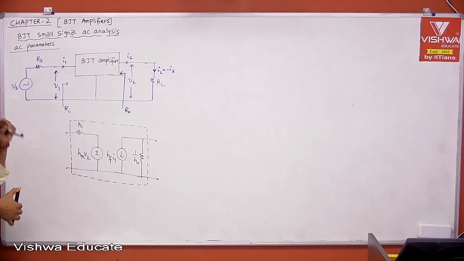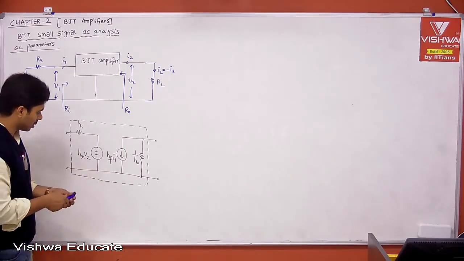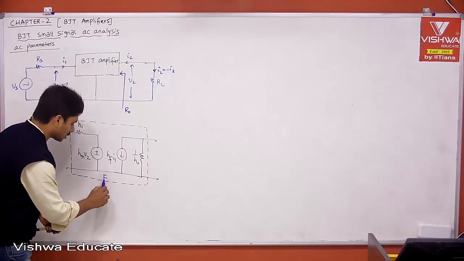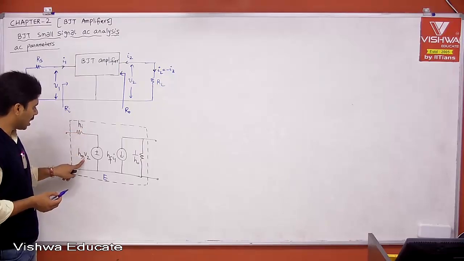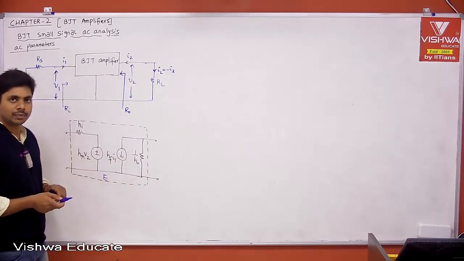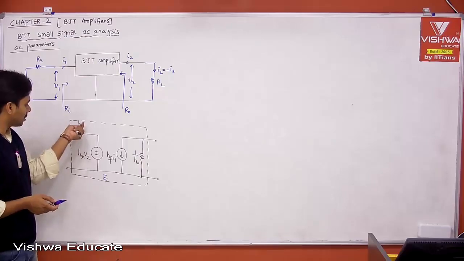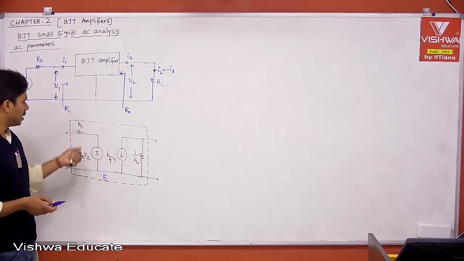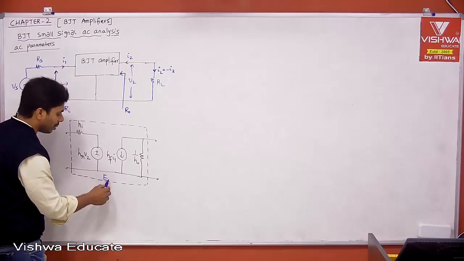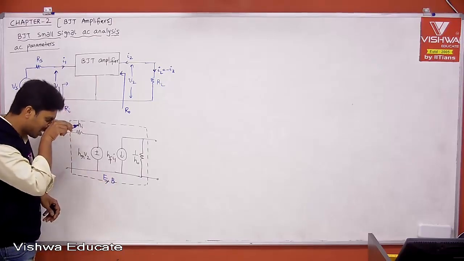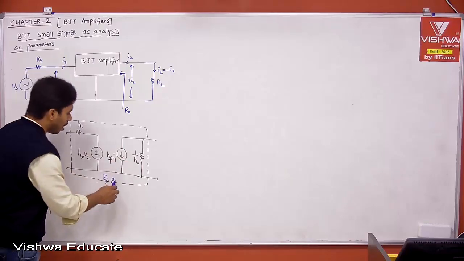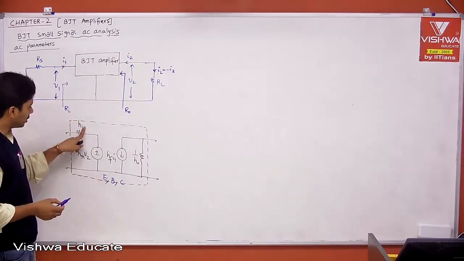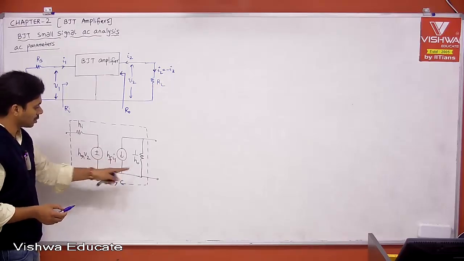Now, if you consider your BJT, we have 3 terminals. Let us say this is emitter. If emitter is common, then instead of HI, we should take HIE, HRE, HFE, HOE. We need to add an extra subscript, which is nothing but common emitter. If base is common, then HIB, HRB, HFB, HOB. Or if collector is common, HIC, HRC, HFC, HOC.